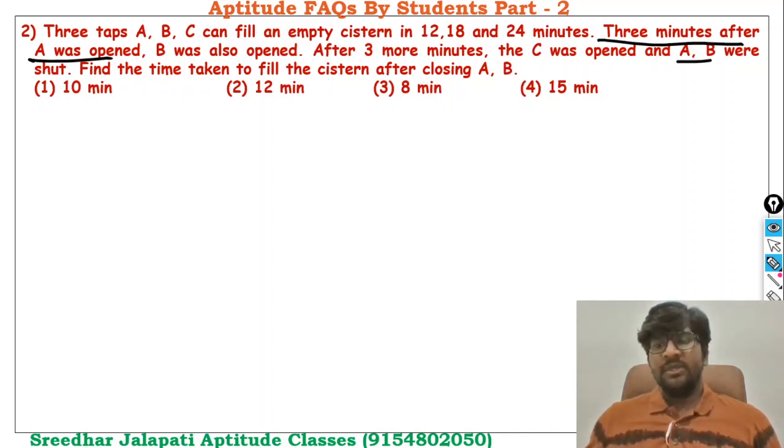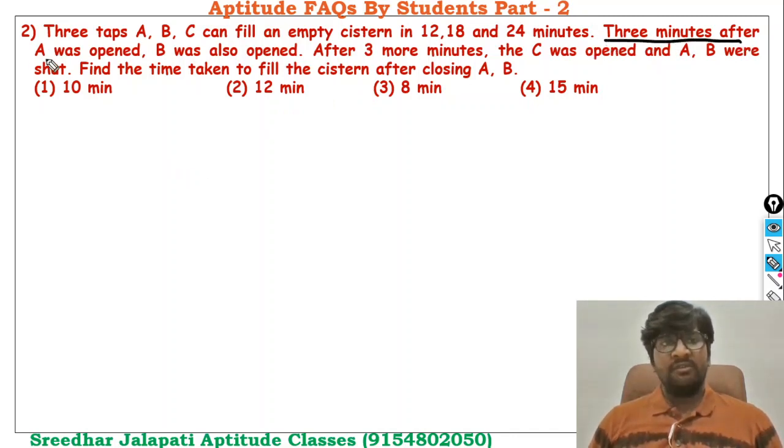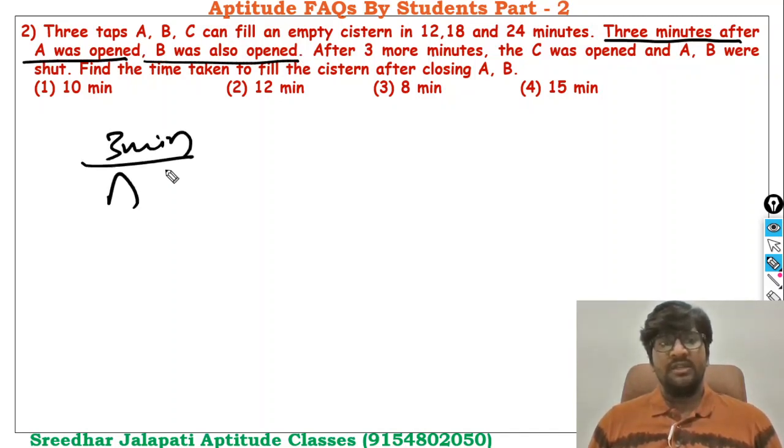Now, it's a simple question from the concept called pipes and cistern, but the presentation is a little complicated. If you understand this presentation, then just by following the information you will get it. First of all, you need to understand: 3 minutes after A was opened, B was also opened. That means for the first 3 minutes, A was opened and it worked alone. After this, B was also opened.